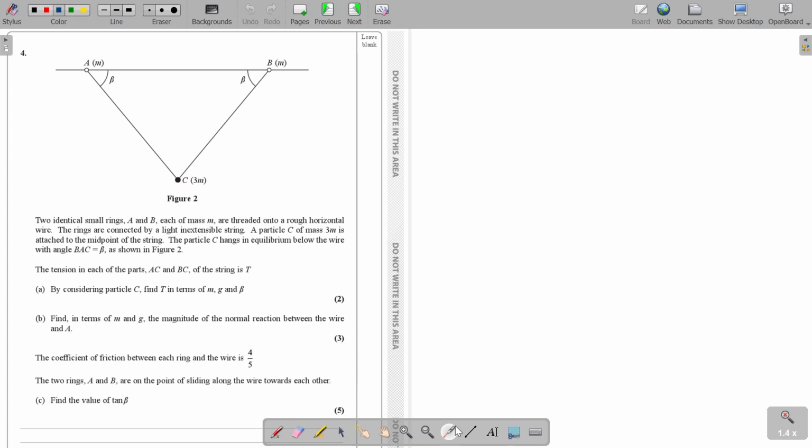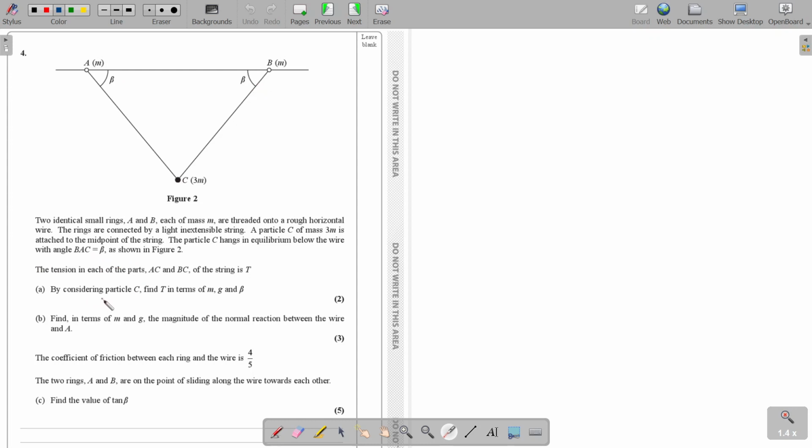Question number 4. Two identical small rings A and B, each of mass M, are threaded onto a rough horizontal wire. The rings are connected by a light inextensible string. So there are two identical small rings A and B, threaded onto a rough horizontal wire, which means you will have friction. A particle C of mass 3m is attached at the midpoint of the string. The particle C hangs in equilibrium below the wire with angle BAC equals beta, as shown in figure 2. So you can see it's symmetric.